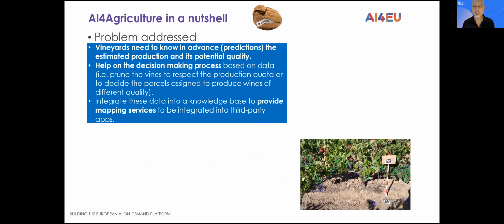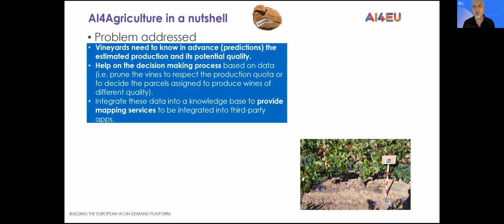Okay. So the problem that we address, as I mentioned, is that the vineyards have to be able to predict their production in advance for several reasons, but also the potential quality of the grapes. I say several reasons for production because in some specific wine regions, there are laws that don't allow producing more than the initially set scope for this particular region. So sometimes they have to discard part of the production because they are exceeding the quota. So this is one thing that is important to understand.